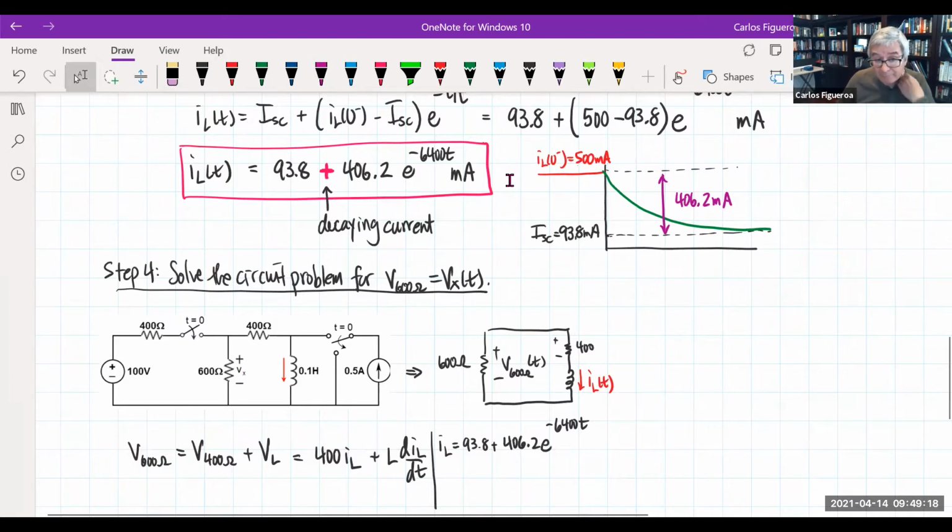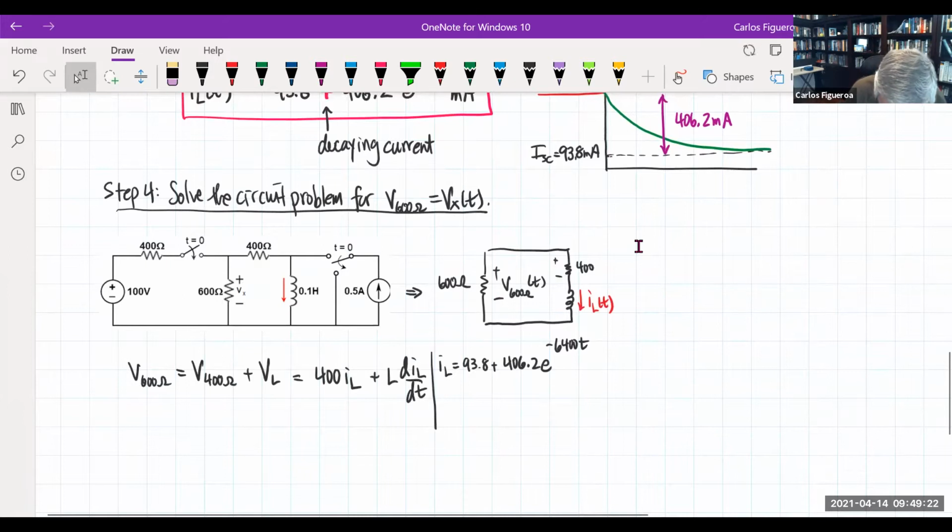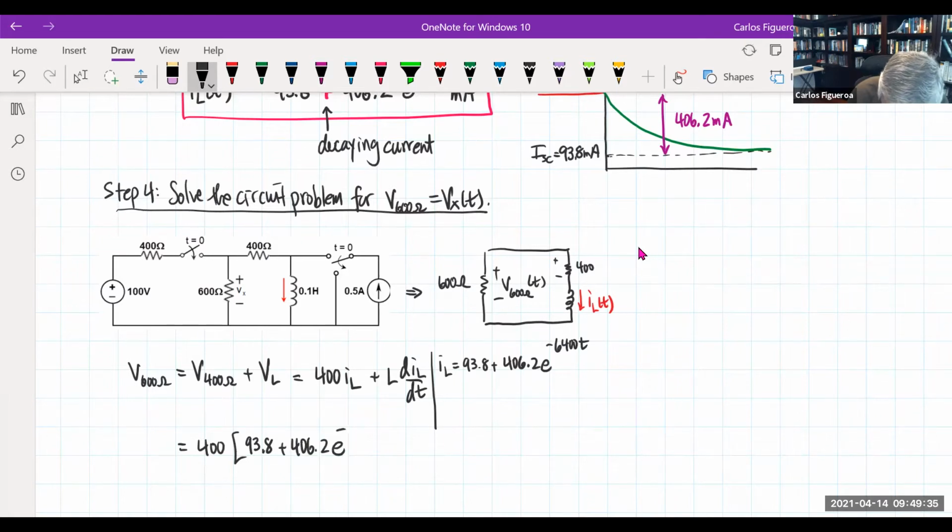So here I go. If I do that, then I'm going to say, okay, the first term is going to be 400 times the inductor current, which will be 93.8 plus 406.2 e to the minus 6400 t. The inductor is 1/10, so I'm going to write 1/10. And then I got to take the derivative of this guy.